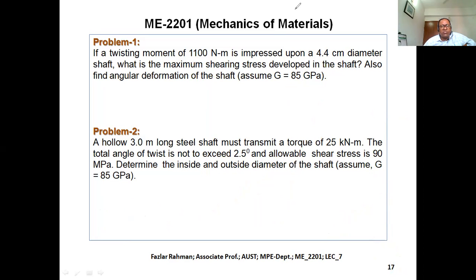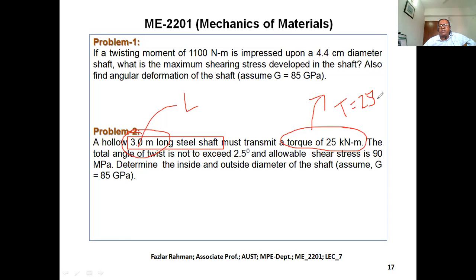Now we'll solve problem 2. Problem 2, it's saying a hollow 3 meter long steel shaft. So you see, you read the question, then figure out what is this data. 3 meter long. So this is L. Transmit a torque 25 kilonewton. Again, you need to convert in Newton meter, multiply by 1000. So already saying torque, that means this data is T. T equal to 25,000 Newton meter. Right.